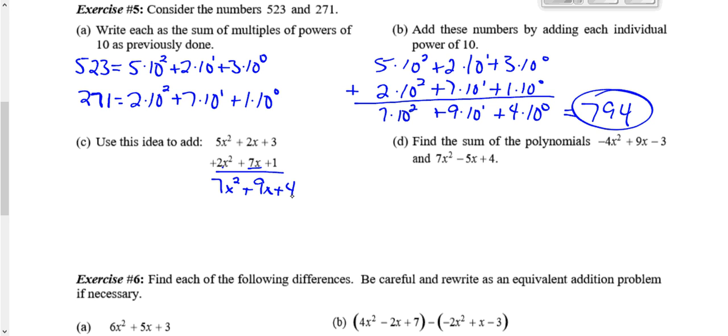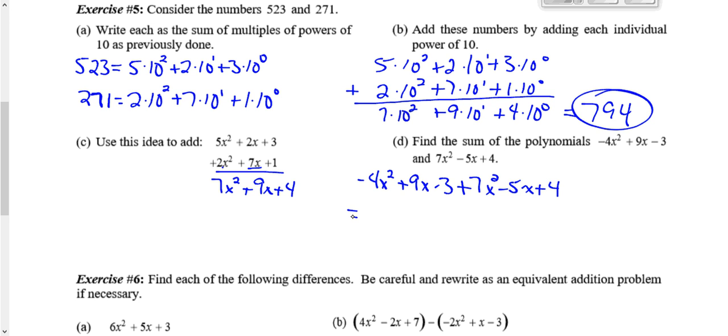So now, here's what I want to do. With this next one in part B, they're different terms here, right? I don't want to add them like this. This is not going to be good, especially when we go to subtract, okay? So what I want you to do is take this, negative 4x squared plus 9x minus 3, plus this guy, 7x squared minus 5x plus 4. Okay?